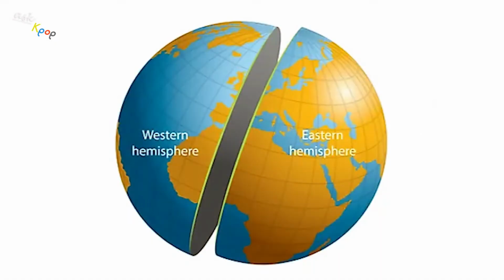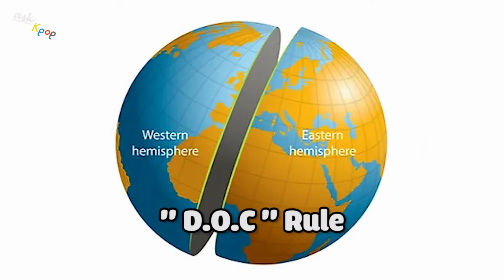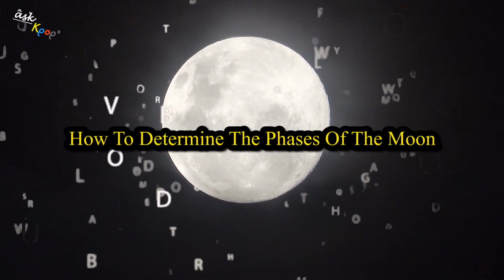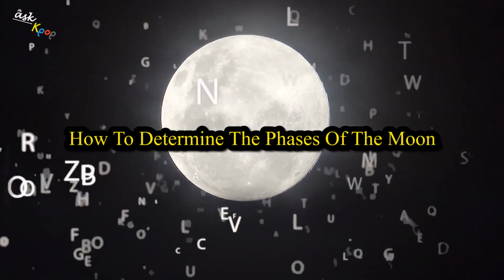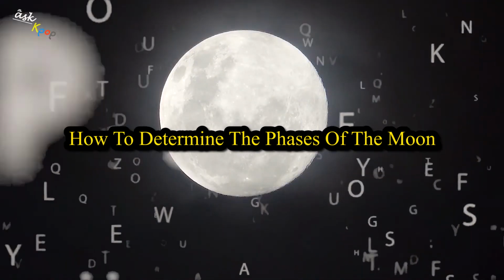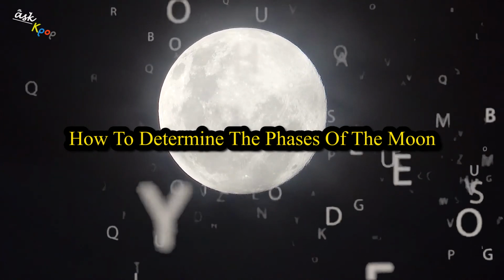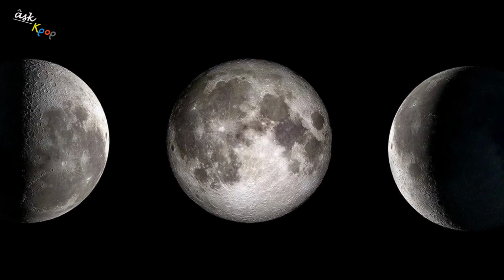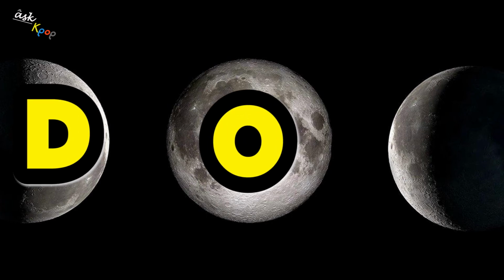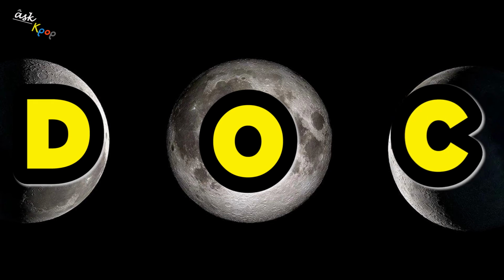To determine the phases of the moon in the northern hemisphere, keep in mind the D-O-C rule. The moon always obeys the same rules of illumination, so you can use the shape of the letters D, O, and C to identify the first quarter and third quarter. In the first half of the month, the moon looks like a D. When it's full, it looks like an O. And at the end of the month, the moon looks like a C.